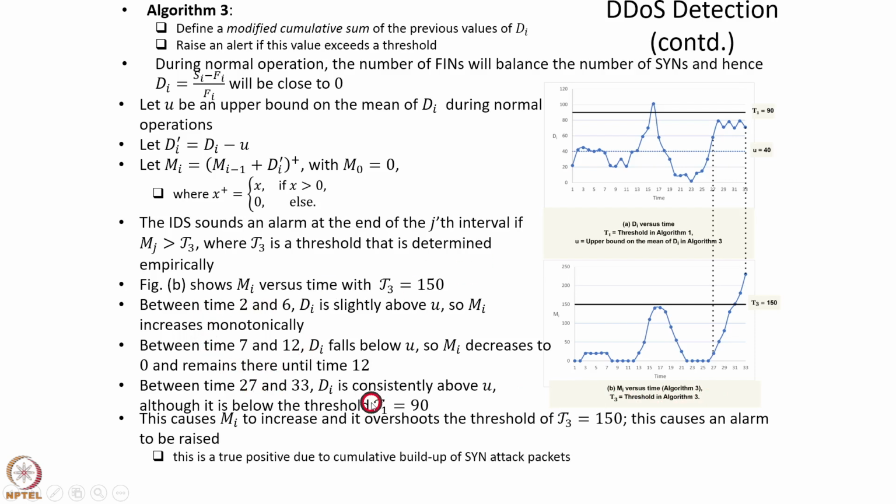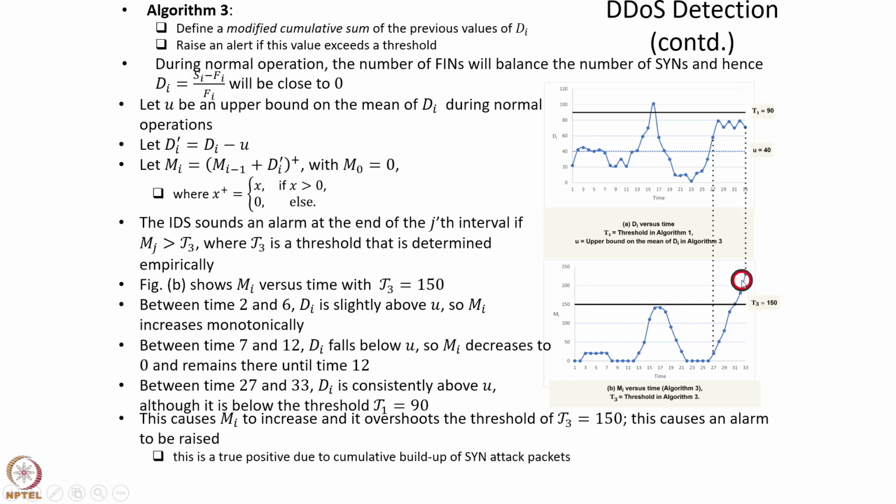So this is a true positive because of the cumulative buildup of SYN attack packets. So here for a large interval, the di values are very large. So it is indicative of a SYN flood attack. So it is likely that actually a SYN flood attack is happening, and hence mi crosses the threshold of tau 3 equal to 150. We can see that here. So this is mi, and it crosses the threshold of tau 3 equals 150 at this point, and the IDS raises an alert.